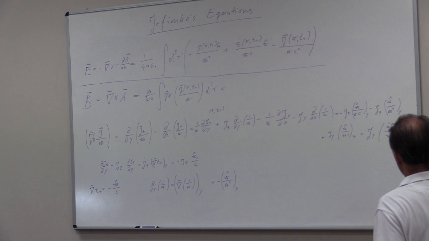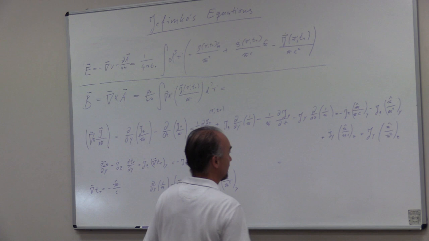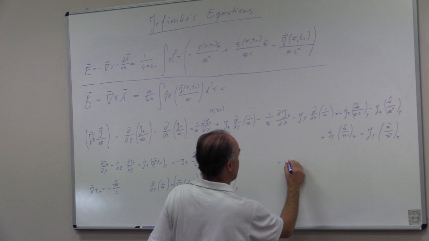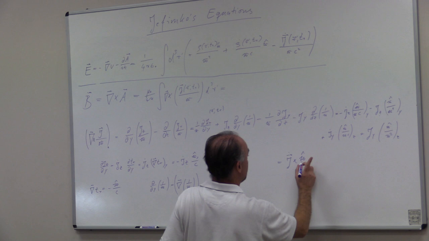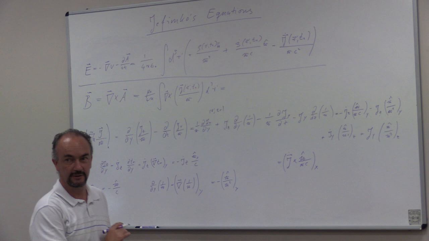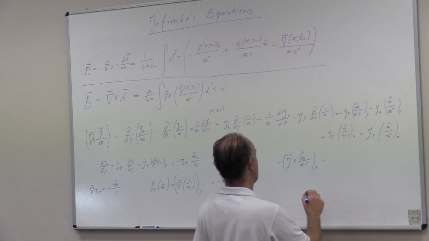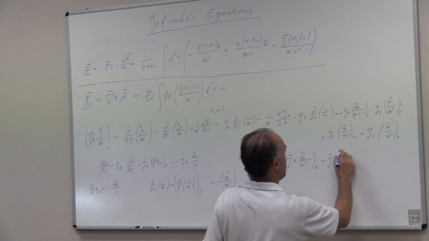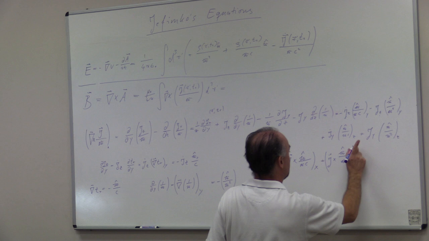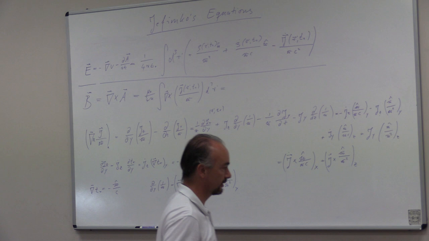Okay, so what is this? This and this gives us J-dot cross R unit vector over R c, the x component of that. And this, y, z, minus that. Somehow there's a minus sign, assuming plus, so this would be J cross R unit vector over R squared, z component. Let's see, did I mess up the signs in here?